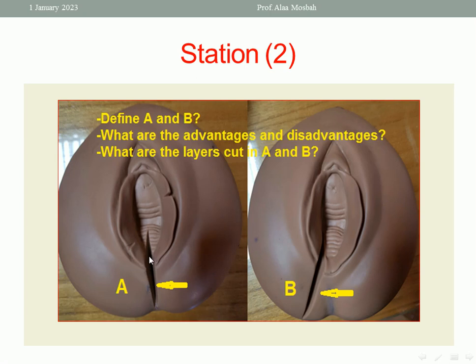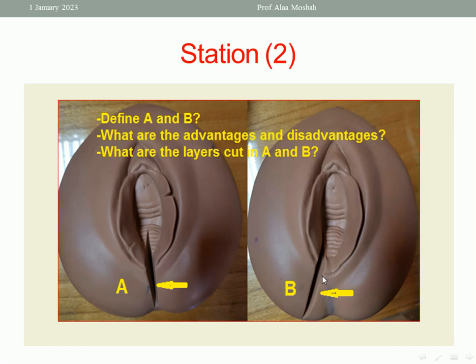In median episiotomy, in this picture, A, the advantage is that the incision is in an anatomical site in the midline, with less bleeding and better healing, okay? But what is the disadvantage? The disadvantage is that extension can happen and cause injury to the external anal sphincter or even the anal canal, causing complete perineal tear. If extension occurred to the inner sphincter it may cause incontinence. So this is a disadvantage of median episiotomy.